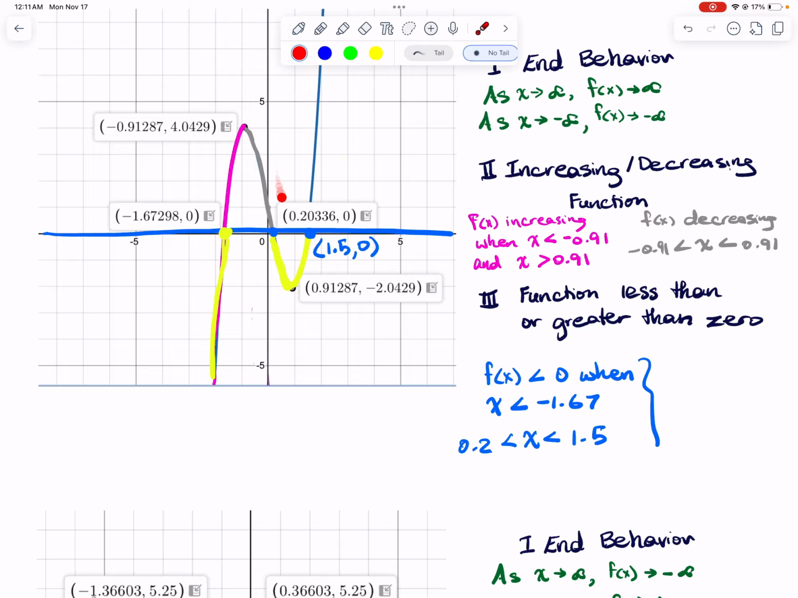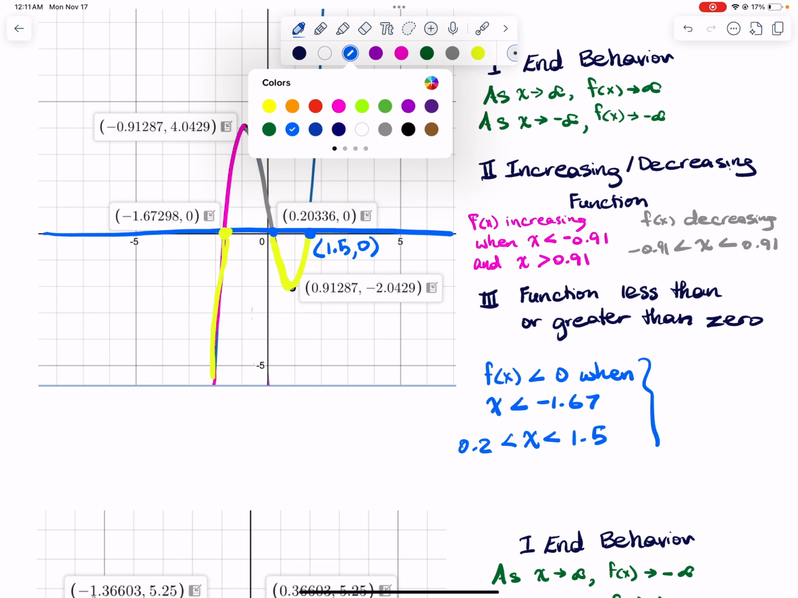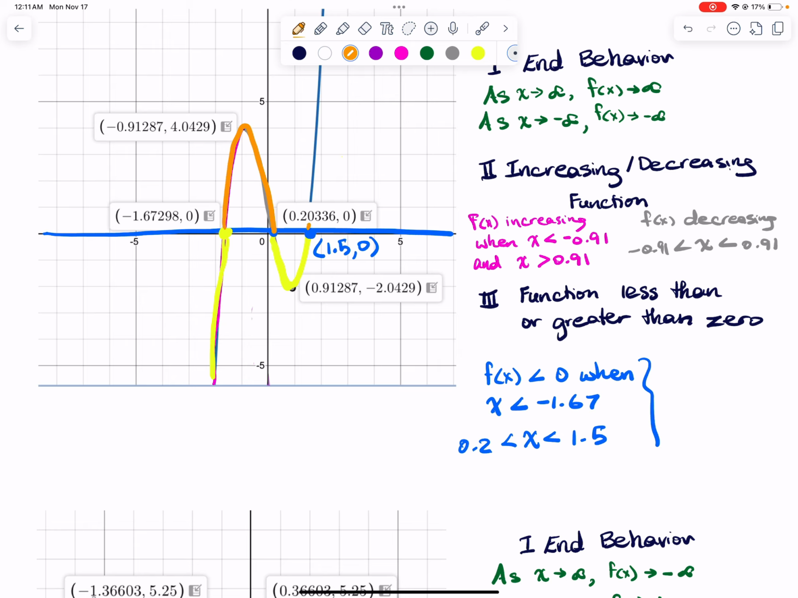All right, and now we can do our last section for this and talk about where our function is greater than 0. So I'm going to use another color. Let's use orange. All right, our function is greater than 0 here, and it's also greater than 0 here. All right, so again, this is where the graph is higher than the x-axis. So it's greater than 0 between that value and that value.